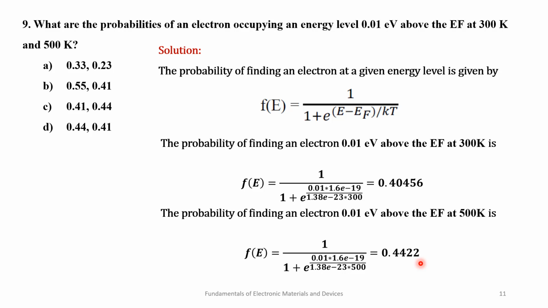0.4422. So the person who got the first option, can you tell me which part went wrong, just for the information of the others? Maybe it's during calculation. I think you might have probably substituted one of these in Kelvin, one in electron volt, and the other in joule. Yeah.